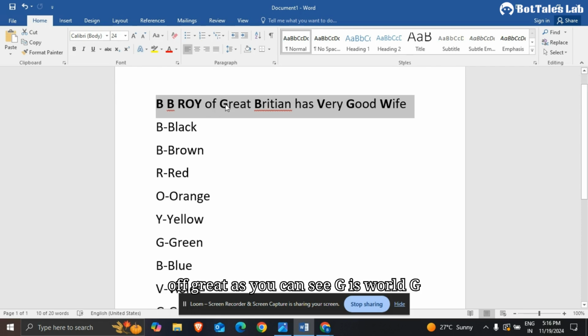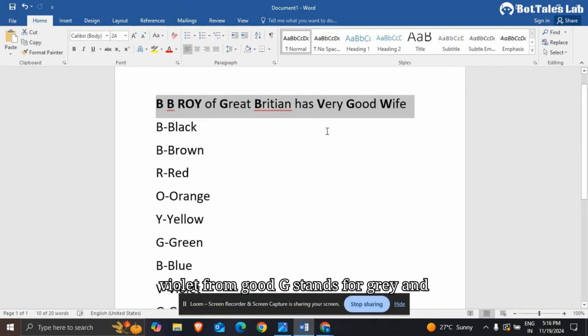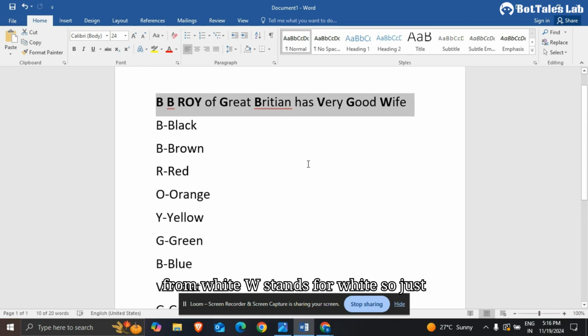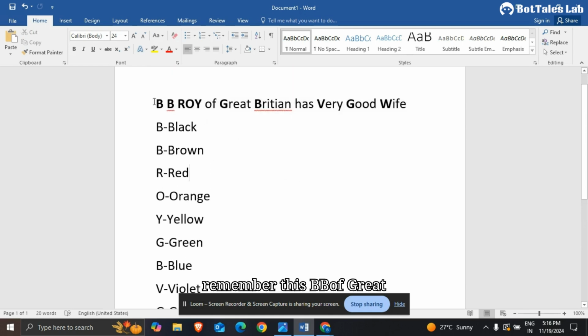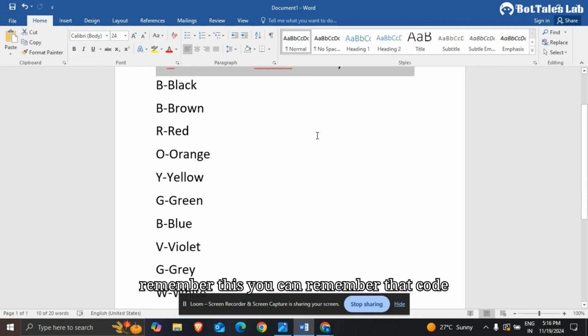As you can see, G stands for green, from Britain B stands for blue, from very V stands for violet, from good G stands for grey, and from wife W stands for white. So just remember this: B.B. Roy of Great Britain has very good wife. If you remember this, you can remember that code.